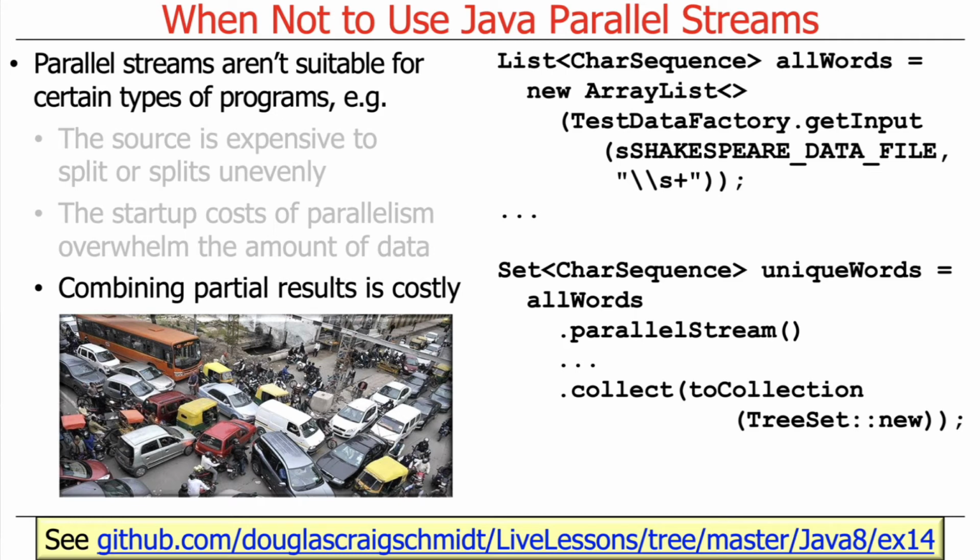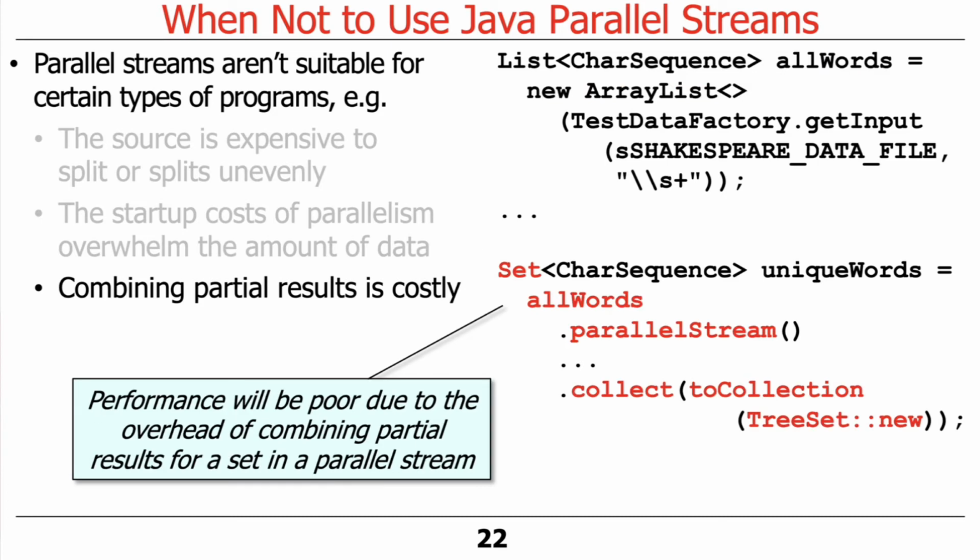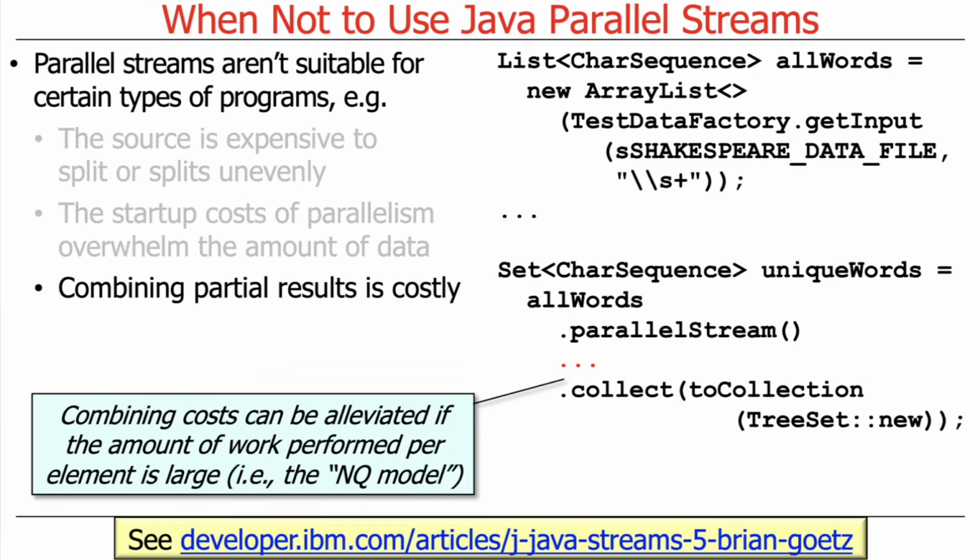Another situation under which parallel streams will not give you a win, which we've talked about recently when we talked about collectors, is when combining partial results is costly. You can go back and look at the EX14 source and the video describing that. Again, this is the complete works of Shakespeare, where we have something that's going to be stored in an array list. If you use a parallel stream here with a non-concurrent collector, the performance doesn't scale up very well, because you have to do all the merging of the subresults into multiple mutable result containers.